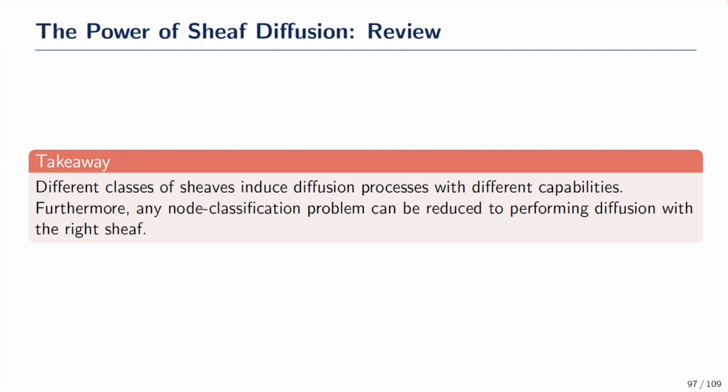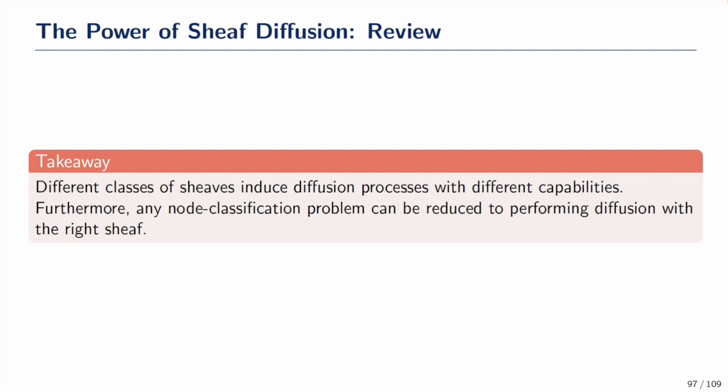Just to pause for a second. If you have fallen asleep for the past 15 slides or something, then the takeaway is this. Basically, different classes of sheaves induce different diffusion processes with different capabilities. So we can have that flexibility by playing with this structure. We can play with these diffusion processes, with the cohomology group, with the asymptotic behavior of these PDEs. We can make classification much easier in this way.